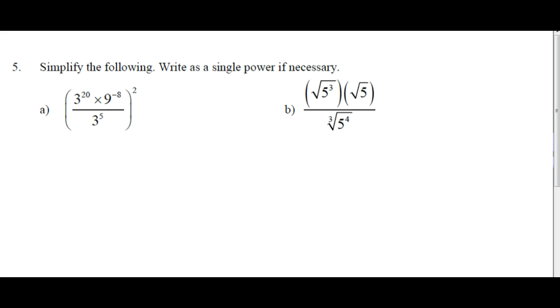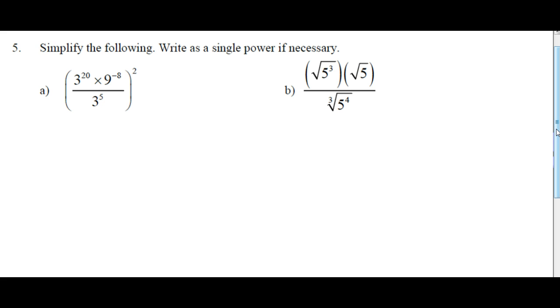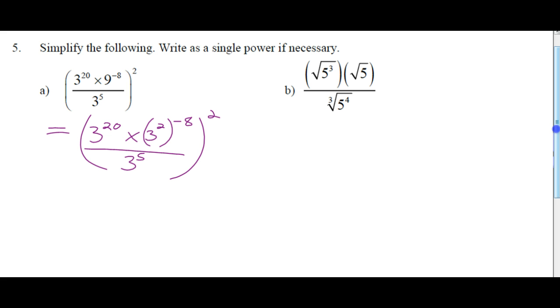Simplify the following, write as a single power if necessary. Okay, I'm not even going to ask you guys, I'm just going to work these, okay? So just watch, be amazed, whatever. 3 to the 20th, 3 squared. So I need to rewrite the 9 as 3 squared, right? And it's being raised to the negative 8, and then there's a 3 to the 5th on the bottom, and the whole thing is being squared. So really what I want to do is simplify the brackets first, and then at the end, whatever I've got left, I'm going to multiply by 2.